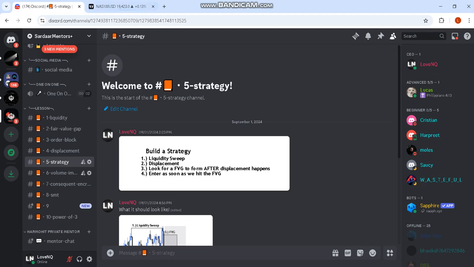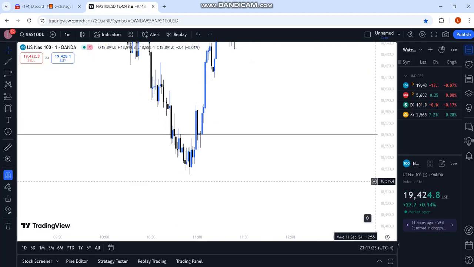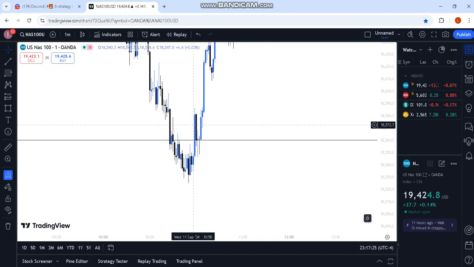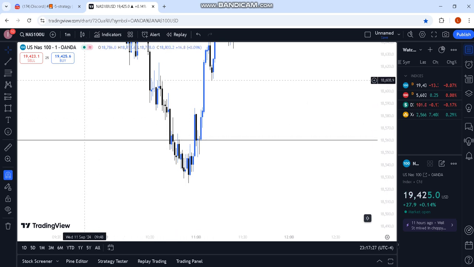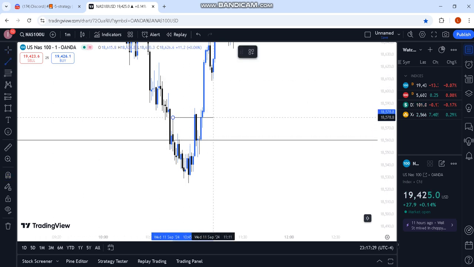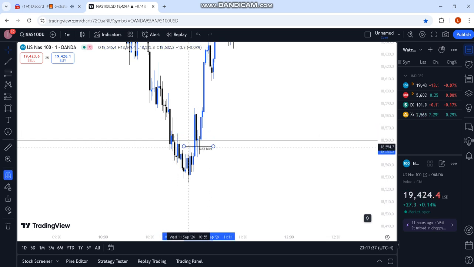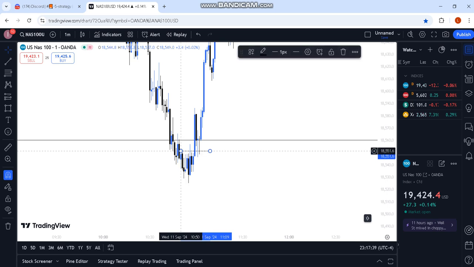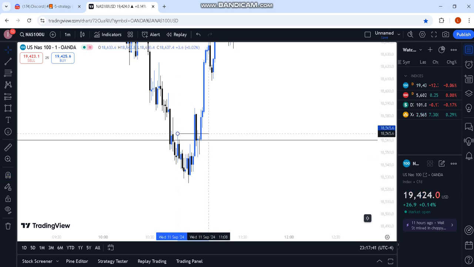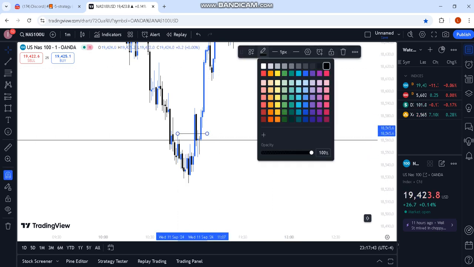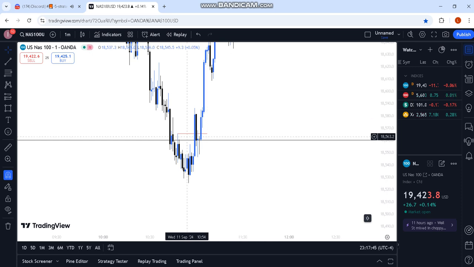What's the second step? Displacement. We have to look for displacement. Does displacement happen? Yes, very aggressive displacement happens. We have displacement right here, where we literally went above this swing high. Even if we had gone above this one right here, that still counts as displacement, okay? And even technically this one also counts as displacement, but that would be a pretty weak displacement. As you can see, this is strong enough for me. We have displacement right there.